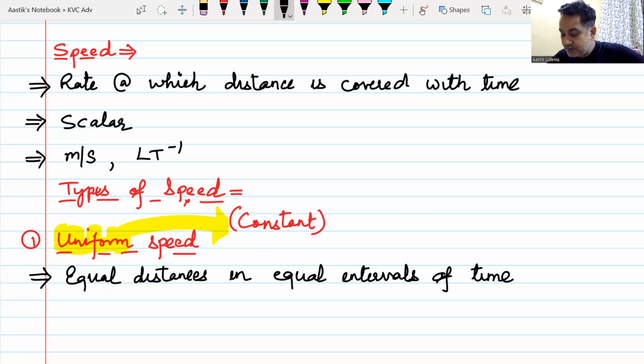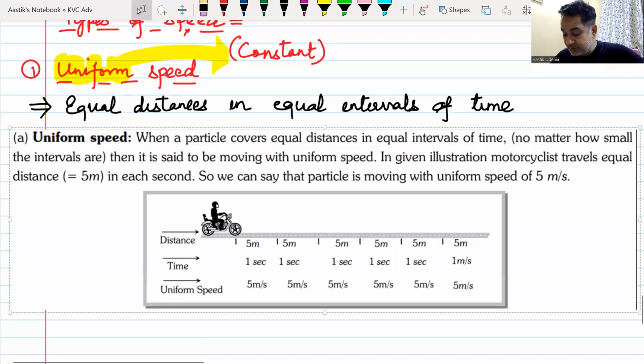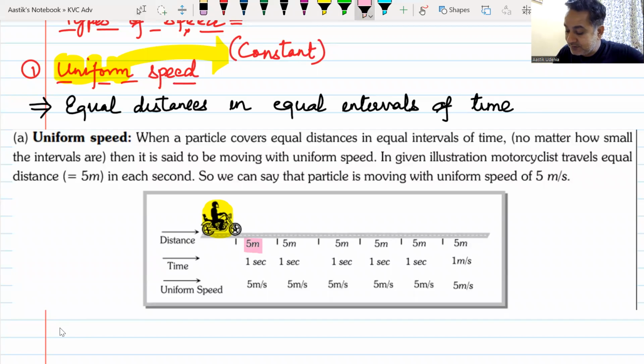Uniform speed. A body moves equal distances in equal intervals of time. That is what we call uniform speed. Do you see this uniform speed? When a body covers equal distances in equal intervals of time, you can see a body here, a bike. As you can see, it is covering 5 meters, equal distances.